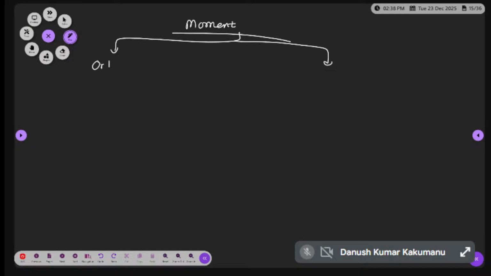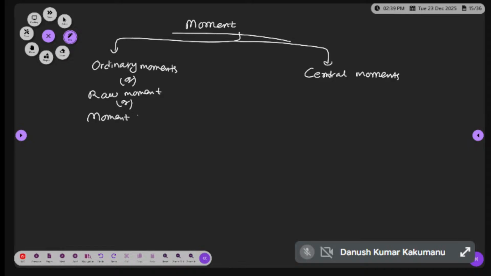Ordinary moments. One is ordinary moments. Second is central moments. Types of moments: ordinary, central. What is another name of the ordinary moment? Ordinary moment is also called raw moment. Ordinary moment, raw moment, moment about origin.